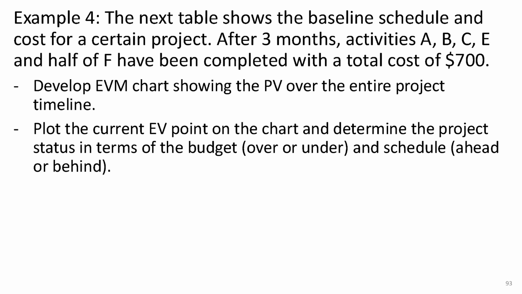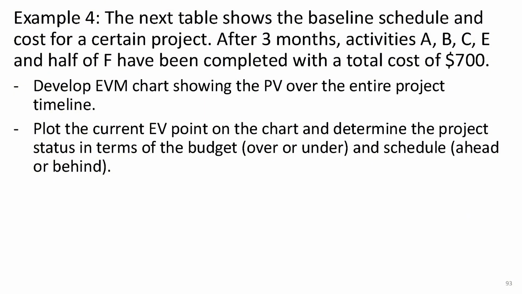Now, let's move on to the final example in this video. In this scenario, you are given a table that outlines the baseline schedule and cost for a specific project. 3 months after the project began, the superintendent informs you that activities A, B, C, and E have been completed, along with half of activity F. The total cost incurred so far is $700. Your task is to evaluate the current status of the project using the Earned Value Management, EVM method. To do this, you first need to develop an EVM chart that shows the planned value, or PV, across the entire project timeline.